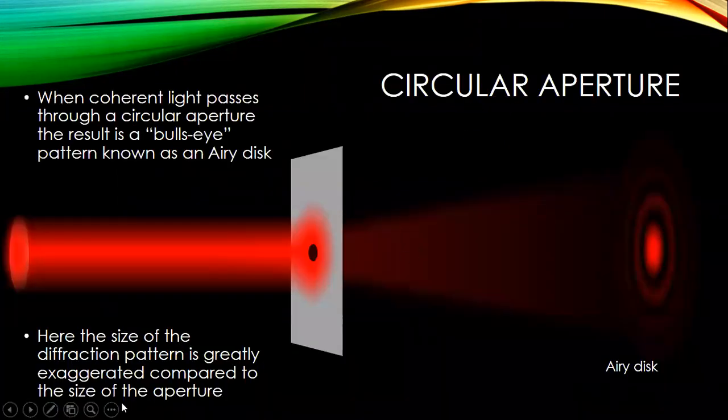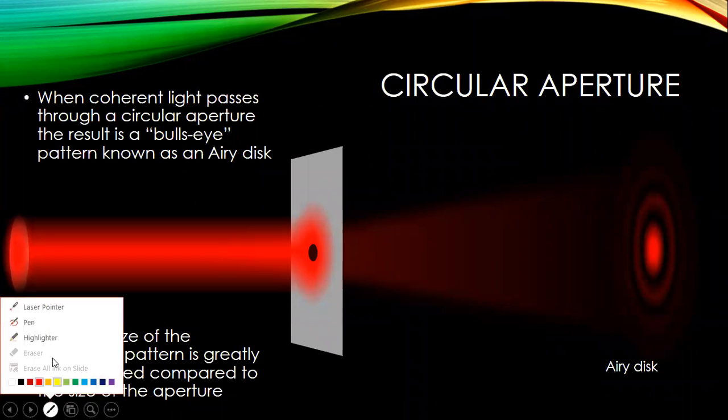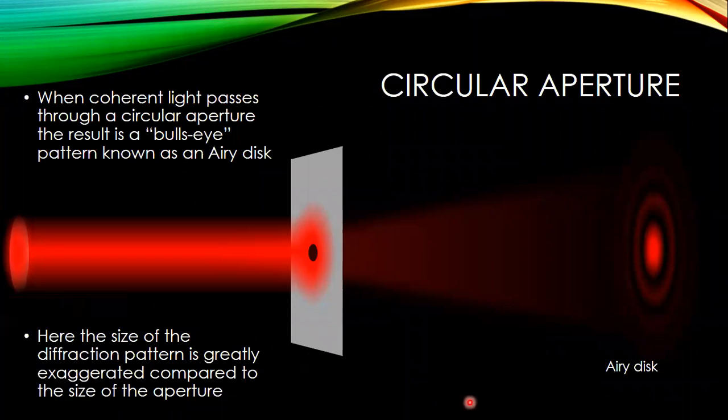Now, looking at the diffraction pattern of the circular aperture, we can see that it looks like a bullseye pattern. There's a bright central region at the center, surrounded by rings which make it look like a bullseye. This is known as an Airy disk and is common for any type of Fraunhofer diffraction, that's far field diffraction, for a circular aperture.